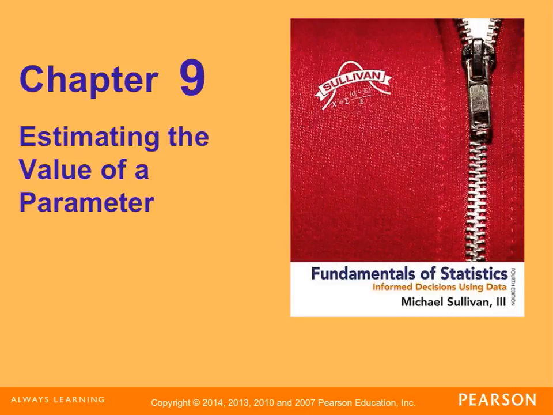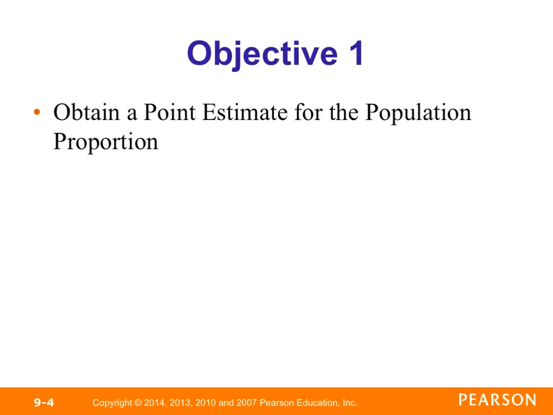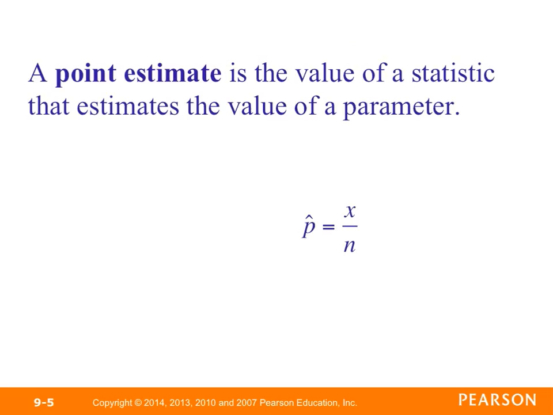So Chapter 9 is all about estimating the value of a parameter. We're going to start with Section 9.1, which is estimating a population proportion. The objectives in this section are first to be able to obtain a point estimate for the population proportion, which is a pretty easy task. The second objective is to construct and interpret a confidence interval for the population proportion. And thirdly, we will also learn how to determine the sample size that would be necessary for estimating a population proportion within a specified margin of error.